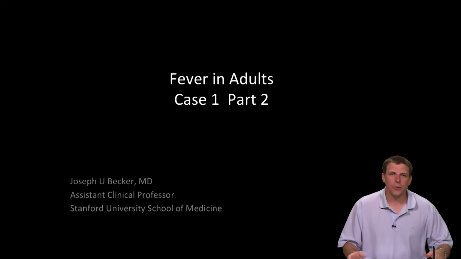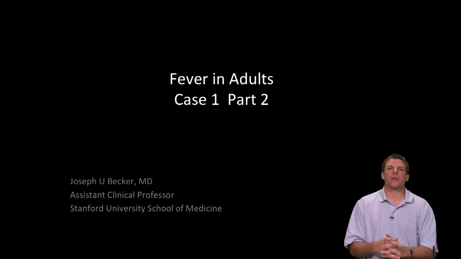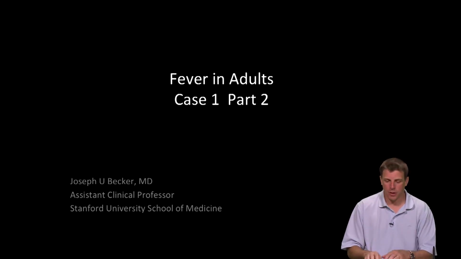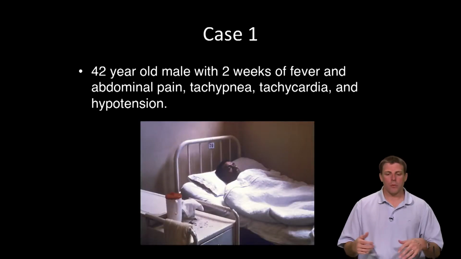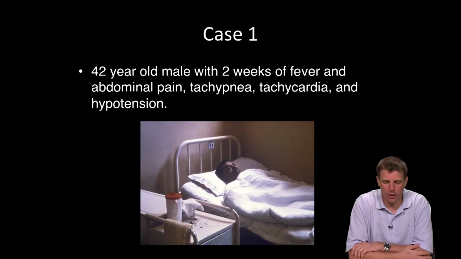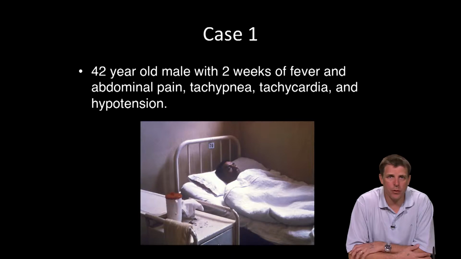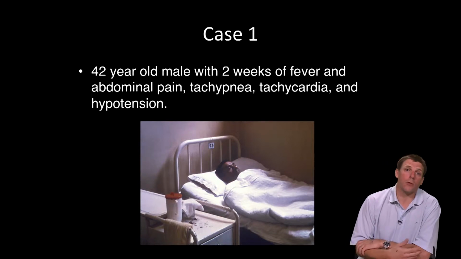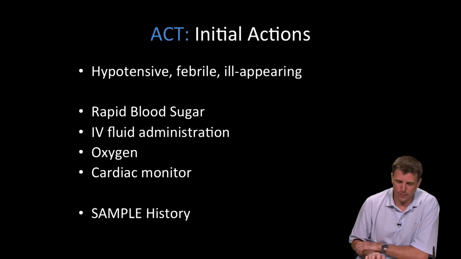So hello, we're returning now for part 2 of our case of a fever in a gentleman. We'll jump right in. As we recall, the case was that of a 42-year-old male. He presented to us with 2 weeks of fever, and we have since obtained further history of abdominal pain, tachypnea, tachycardia, and hypotension. We noted also that the patient was quite confused.